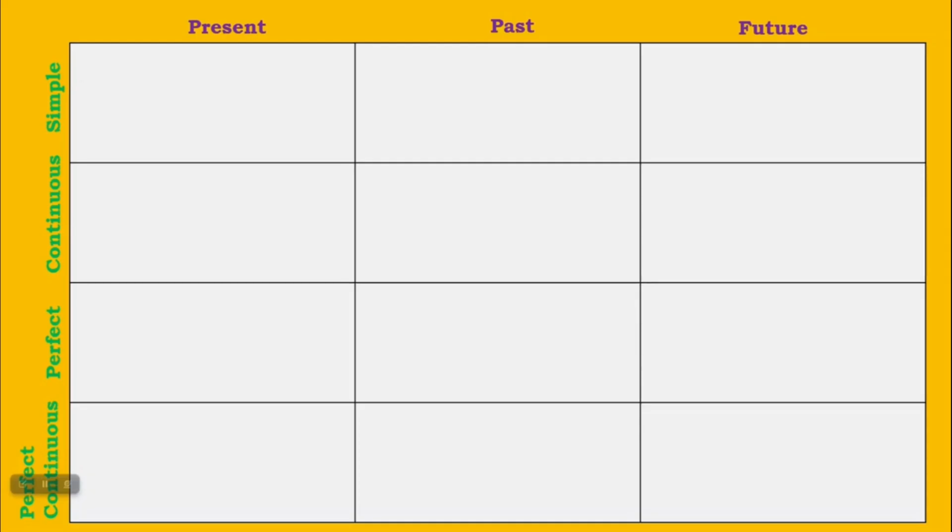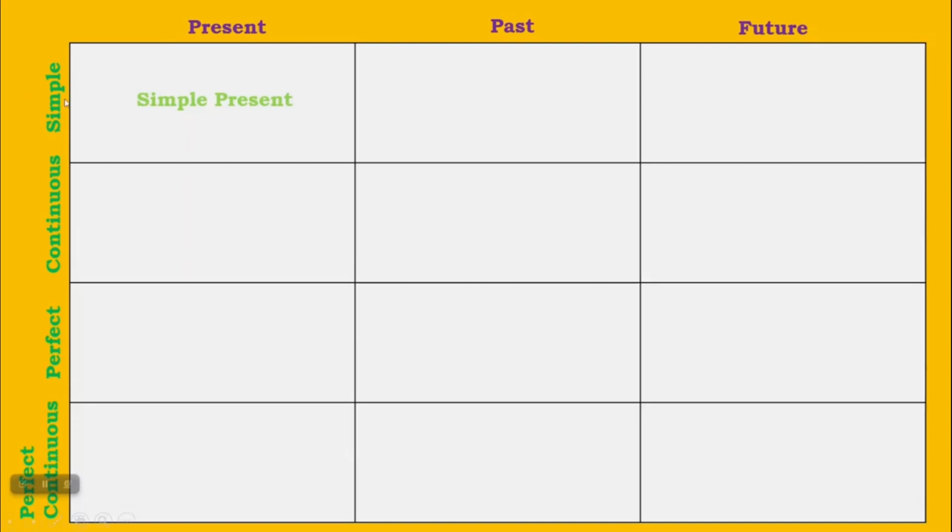Next, here is the chart for tenses. We have 12 tenses in total. There are 3 times: present, past, future. And we have four aspects: simple, continuous, perfect, and perfect continuous. If you see here, if you club these two words, we get the name of the tense. In this way, we can remember the names of the tenses easily.